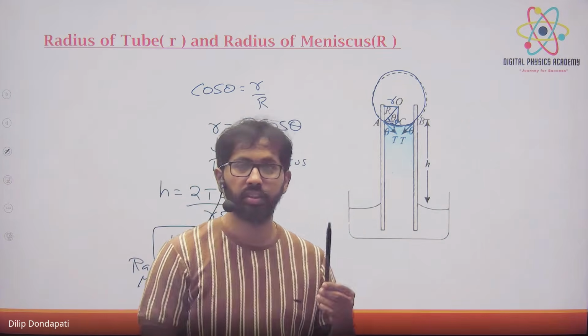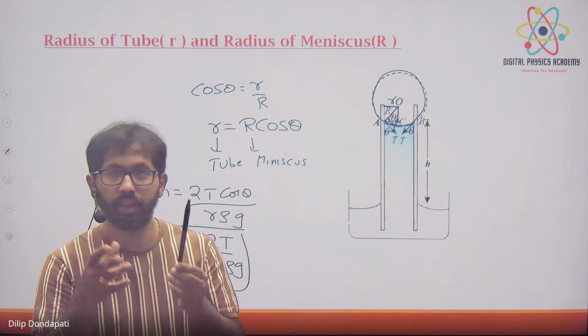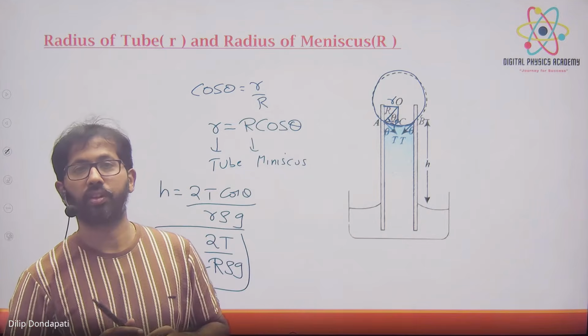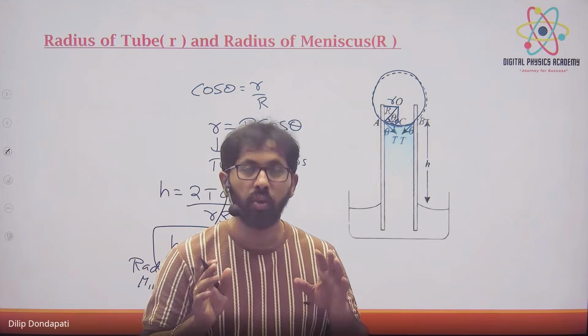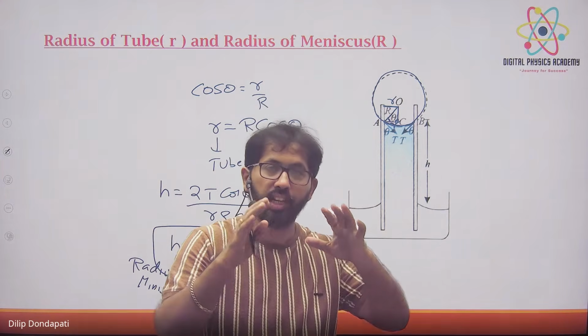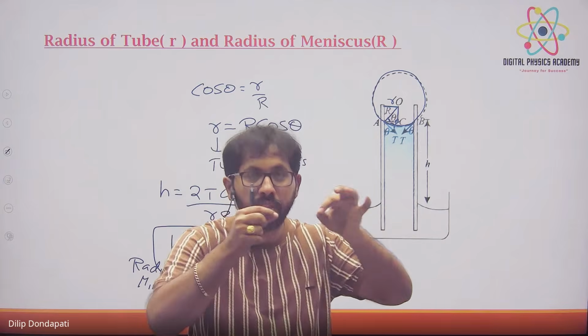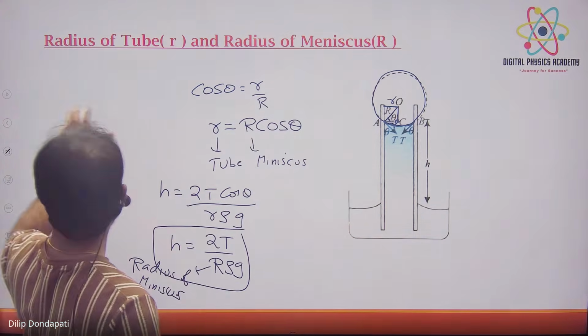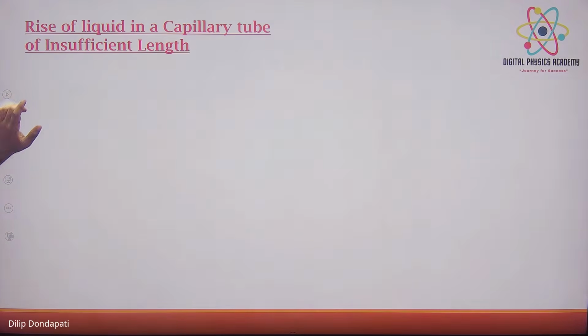Sir, it will go down. It will overflow बोल के लगेगा, but no, the answer is wrong. So it will not overflow. वो अपने आप radius of meniscus को change करके it will come up to top level, but radius of meniscus will change. That is the only concept called rise of liquid in capillary tube of insufficient length.